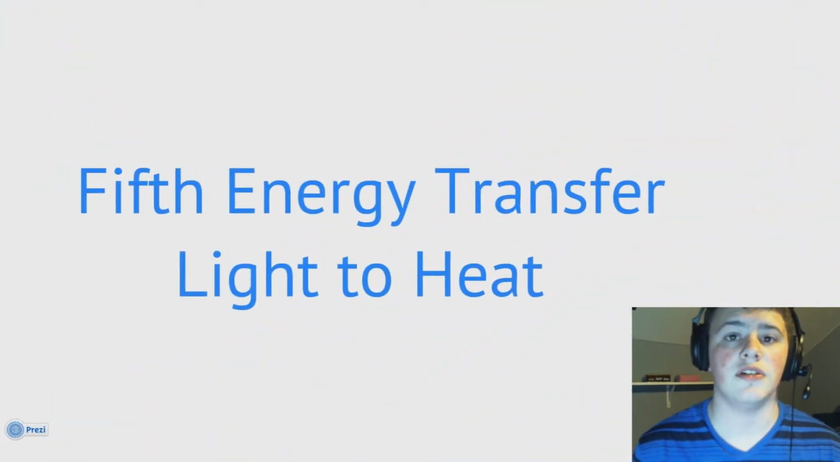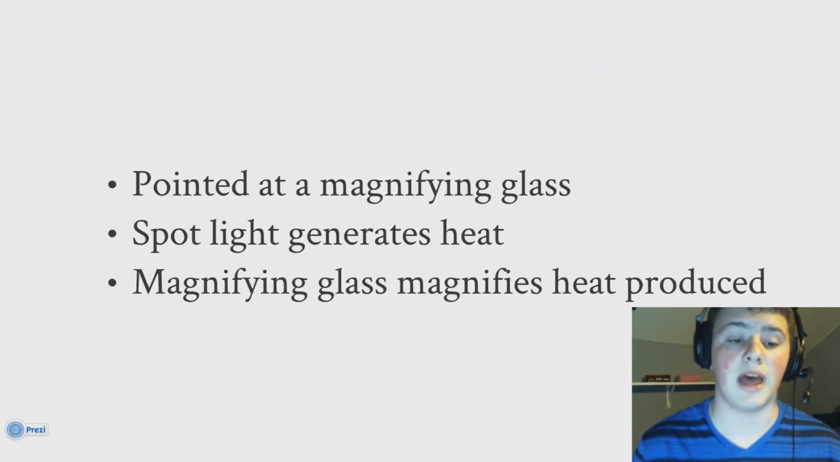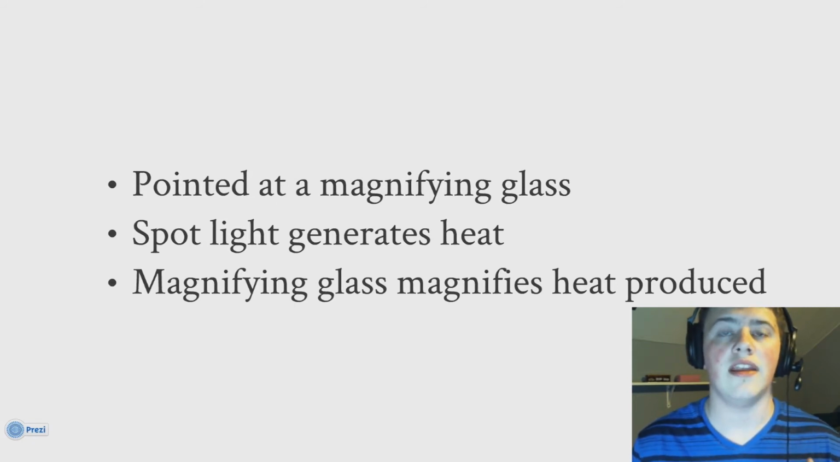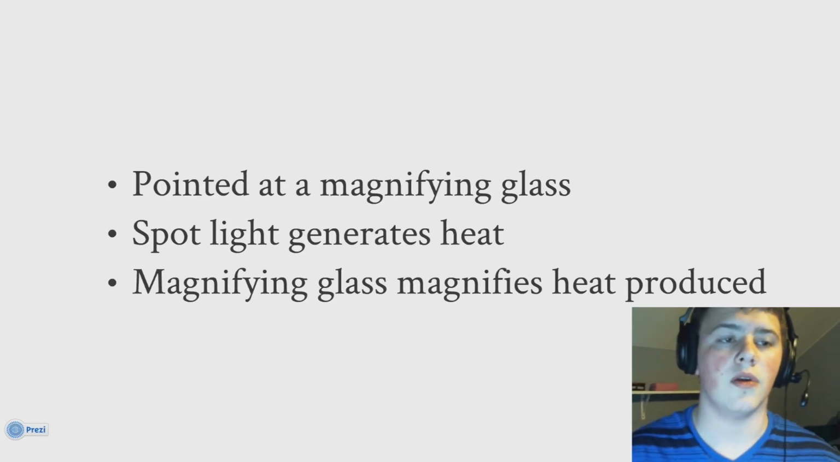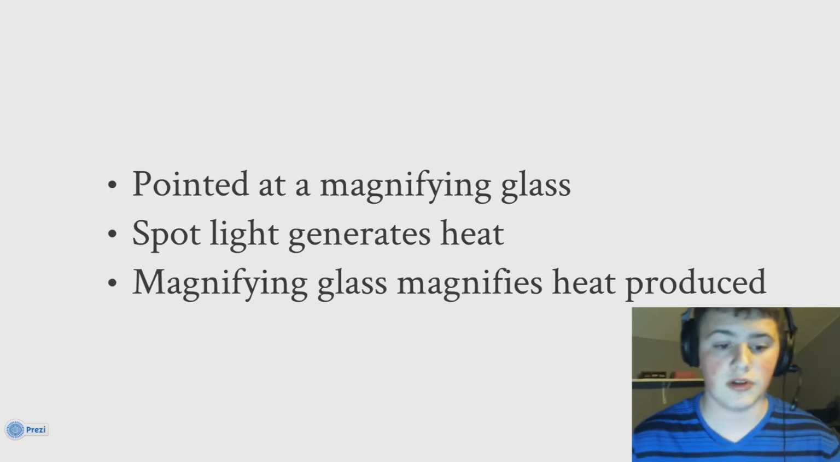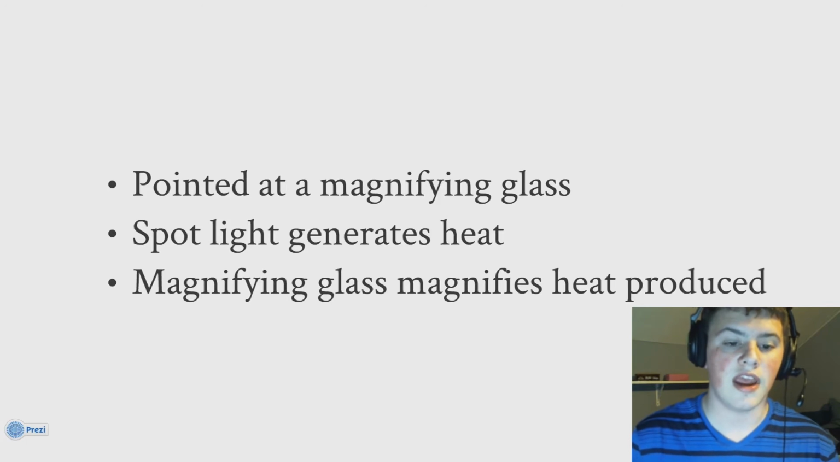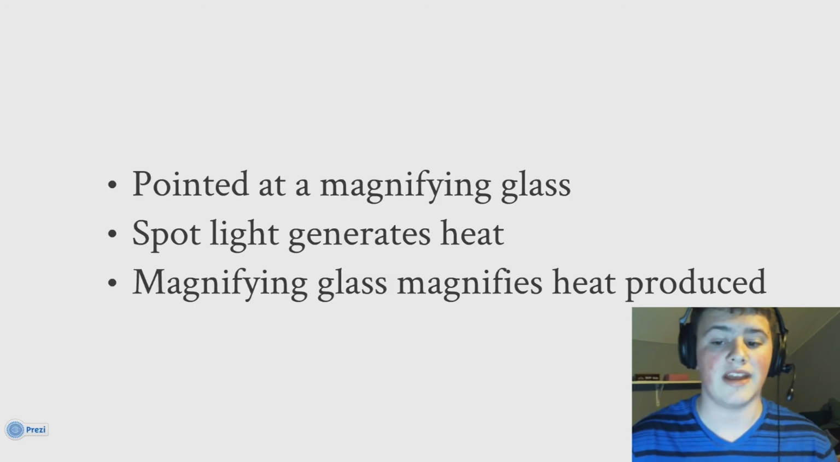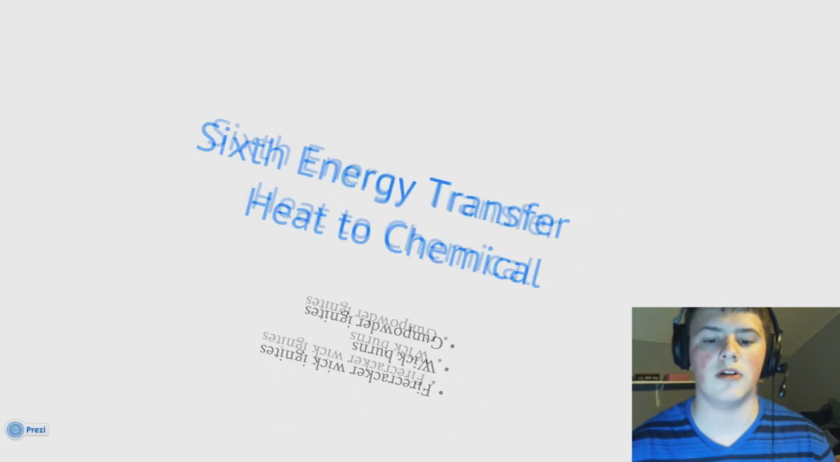So in the fifth energy transfer, light to heat, the spotlight is going to be pointed at a magnifying glass. The reason is that spotlights generate heat, because when electricity to light is occurring, when light is produced due to electricity, there is some heat that does escape the light energy transfer, and that's why it radiates heat. And then the magnifying glass will magnify the heat produced by the spotlight, increasing the temperature.